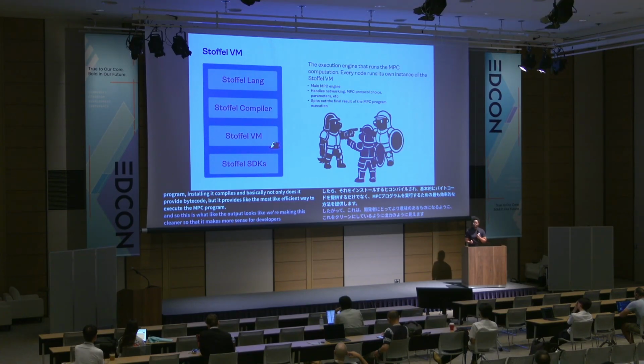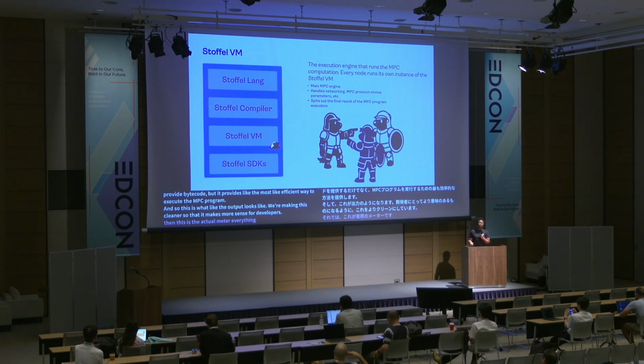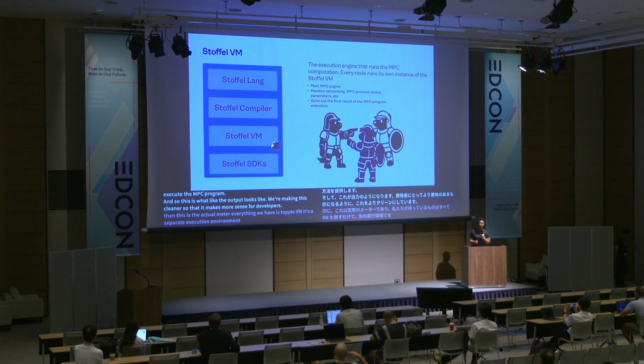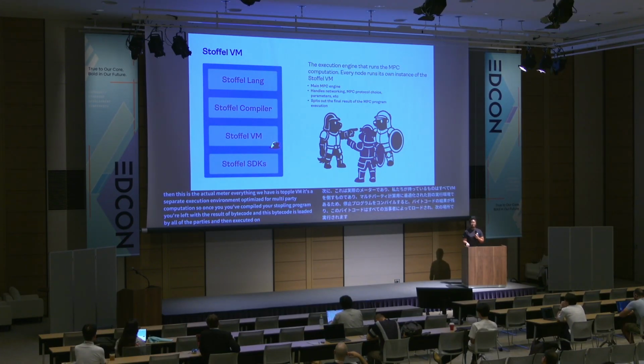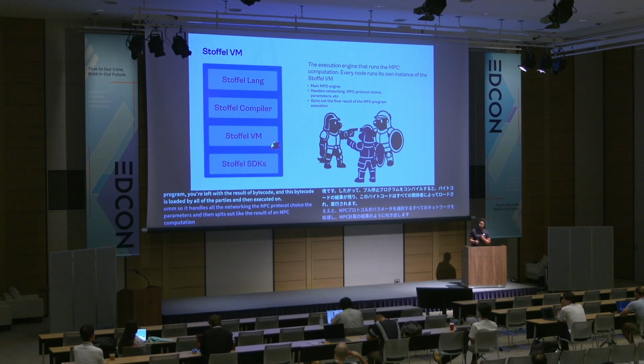Then this is the actual meat of everything. We have a Stoffel VM. It's a separate execution environment optimized for multi-party computation. Once you've compiled your Stoffeling program, you're left with the resulting bytecode. And this bytecode is loaded by all of the parties and then executed. So it handles all of the networking, the MPC protocol choice, the parameters, and then spits out the result of an MPC computation. We also have reasonable defaults for this, but if you're a bit more advanced, then you also have the ability to change your parameters accordingly.